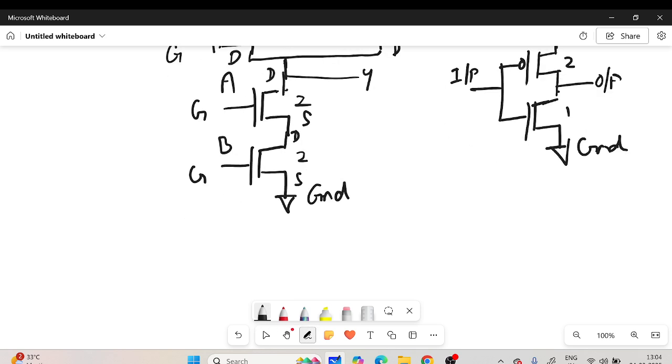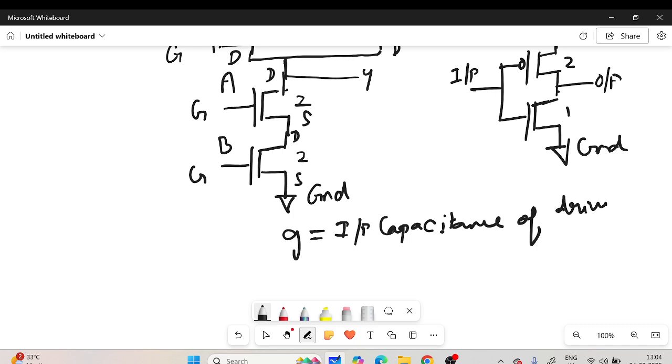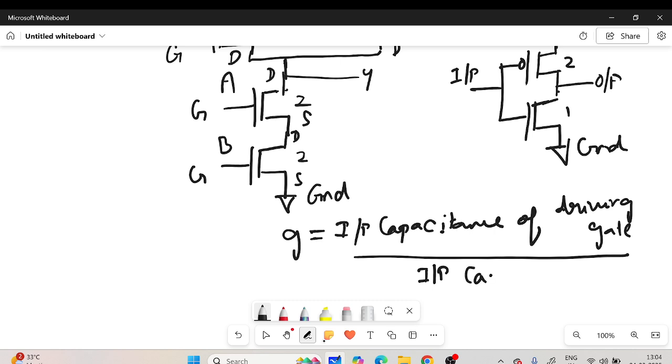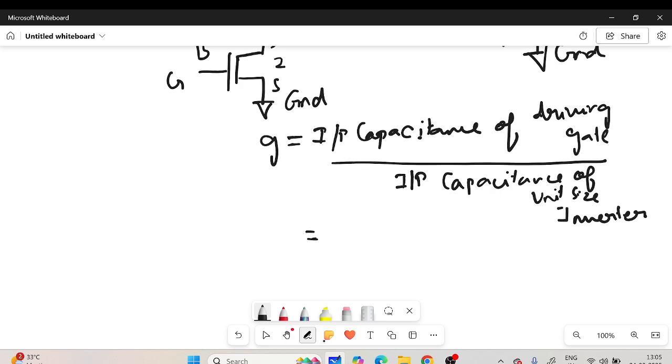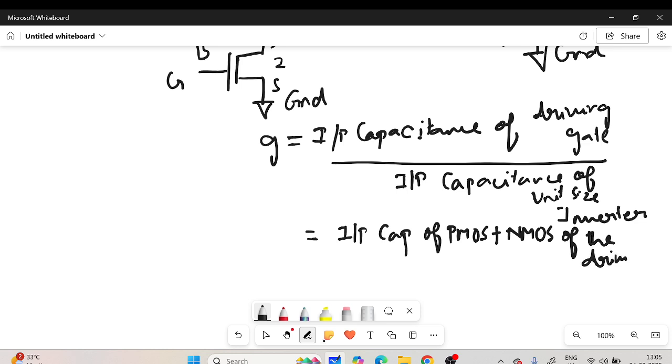So if you compute the logical effort, the formula is: the input capacitance of the driving gate divided by the input capacitance of the unit size inverter, right? While you are computing this input capacitance, you have to remember that it should be included both for the PMOS network as well as for the NMOS network of the driving gate. It should be included for both cases.